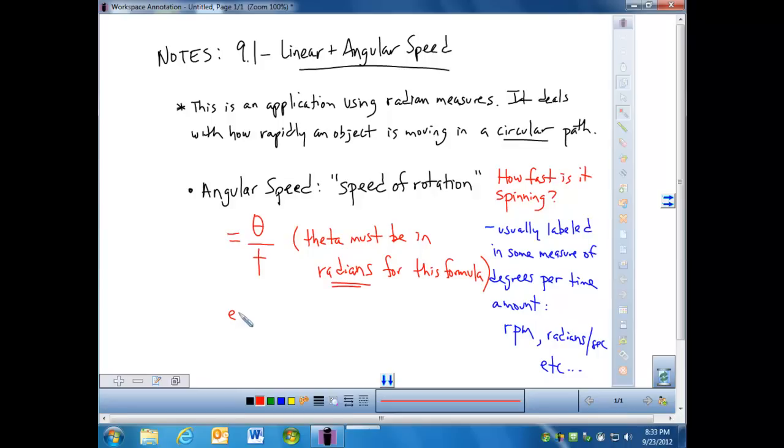So just a simple example. Suppose the object travels 4 pi. So what's that mean? Goes around the circle twice, 2 revolutions, takes 3 seconds to do it. So the speed of that would be 4 pi over 3 radians per second. Just remember, angular speed is how fast the object is spinning.